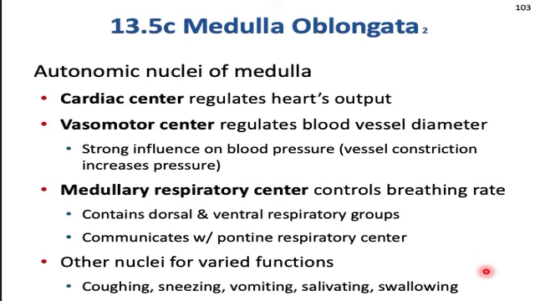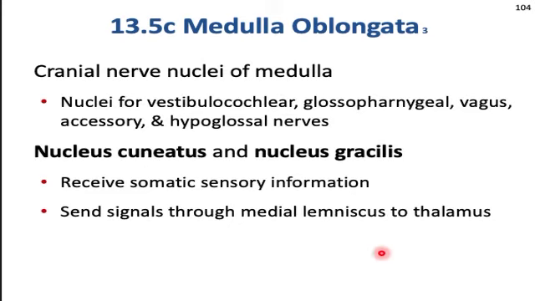Other nuclei include regions for coughing, sneezing, vomiting, salivating, and swallowing. Cranial nerve nuclei in the medulla include the vestibulocochlear, glossopharyngeal, vagus, accessory, and hypoglossal nerves. The nucleus cuneatus and gracilis: the gracilis is for the lower limbs, and the cuneatus is for the trunk and the upper limbs. So that's somatosensory information coming through those, and they send signals through the medial lemniscus up to the thalamus, and then the thalamus sends that information on to the correct area in the cortex.